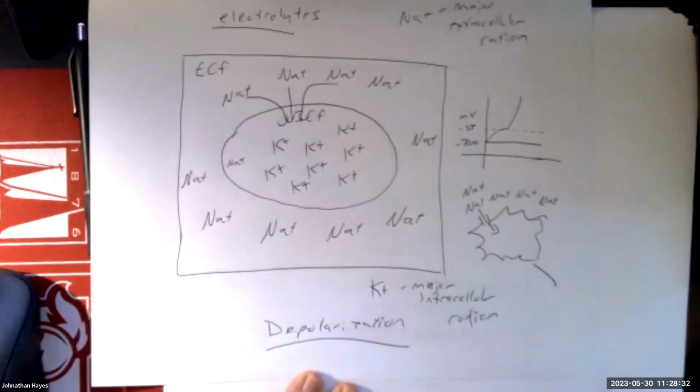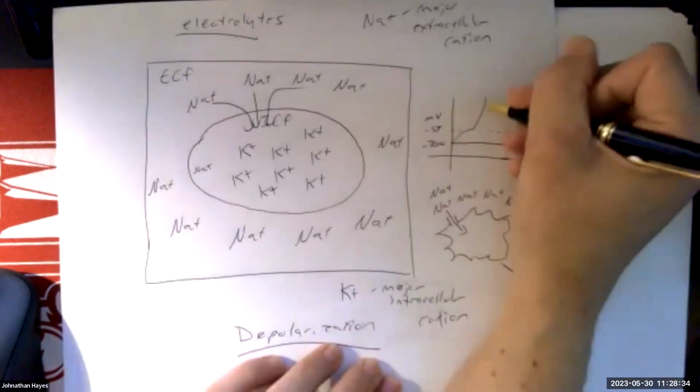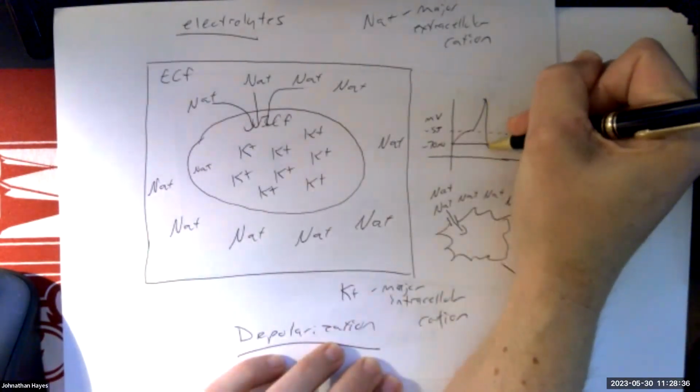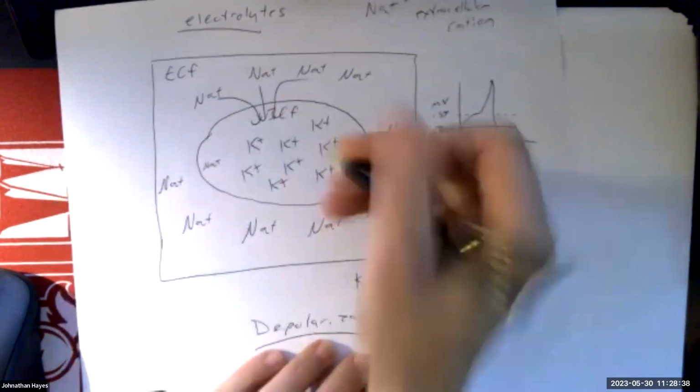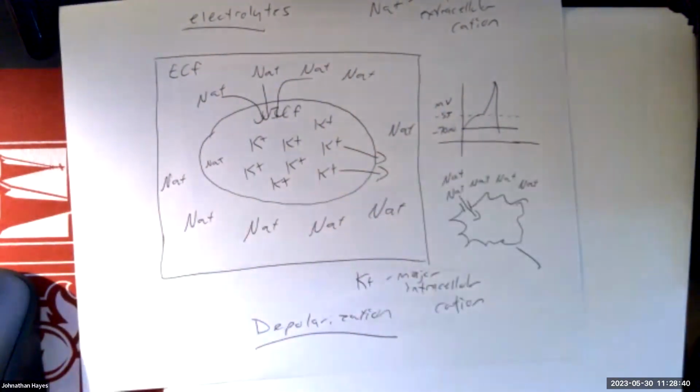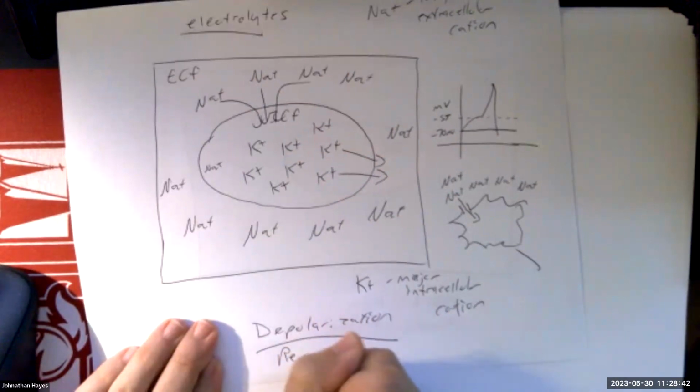So we call that depolarization, right? And when you're repolarizing, as we're going downward, again, we're becoming more negative now. That was when potassium left, right? And that was called repolarization.